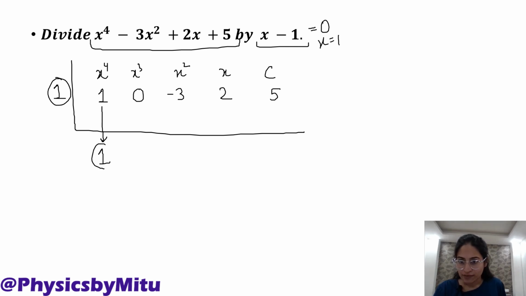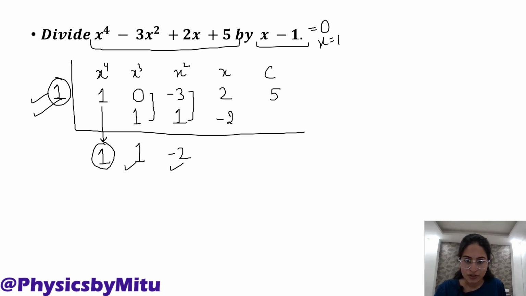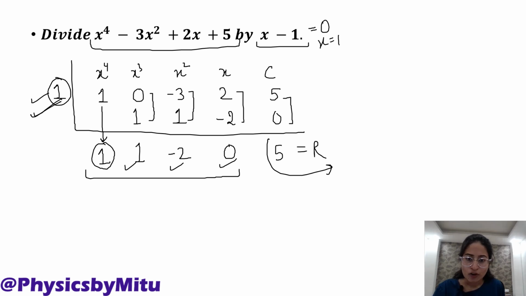1 into 1 is 1. Take sum of 0 and 1, 1. Now 1 into 1 is 1. Sum of minus 3 and 1 is minus 2. Now product of 1 and minus 2 is minus 2. Sum of 2 and minus 2 is 0. Product of 1 and 0 is 0. Sum of 5 and 0 is 5. Now this is your remainder and these are the coefficients of a cubic polynomial.